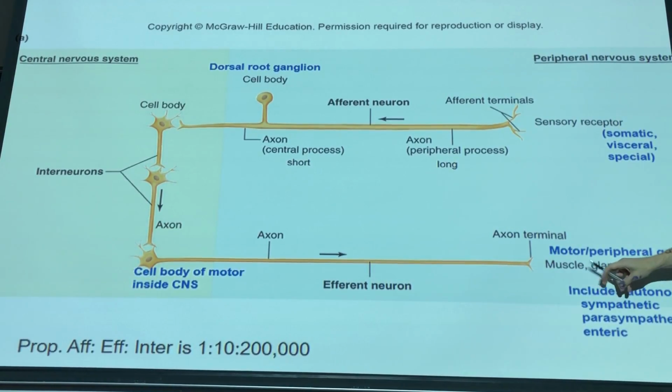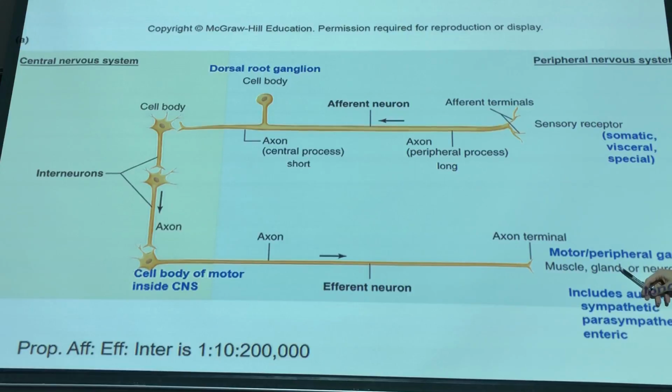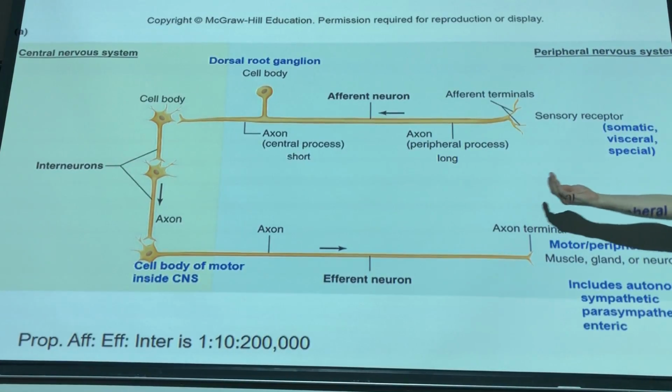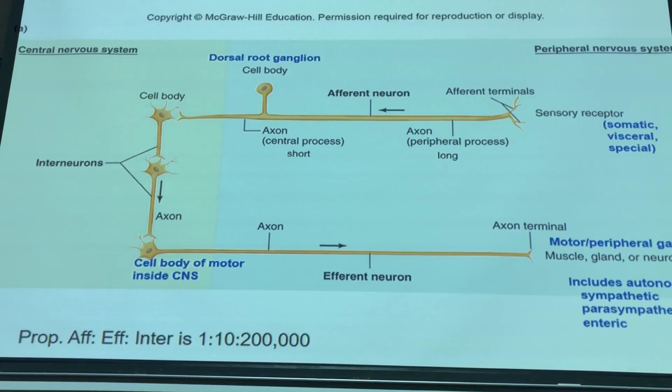But the take-home message is that you've got a muscle that you want to move, a gland that you want to be activated, or another neuron, okay? So that's the efferent pathway. That's the information coming out of the central nervous system, okay?